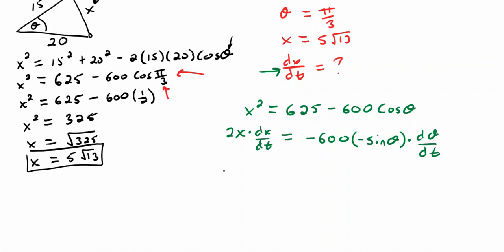We can actually put the numbers in now. So this would be 2, and then instead of an x, what am I putting in there? Yep, 5 root 13. And then dx dt is what we're after, equal to positive 600. Now we're okay to put pi over 3 in there, because it's at that moment. So pi over 3, and then d theta dt would be pi over 90.